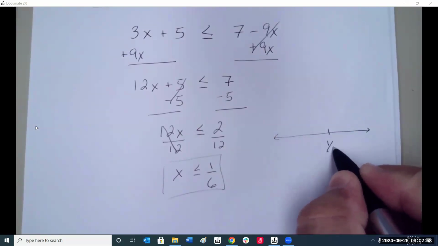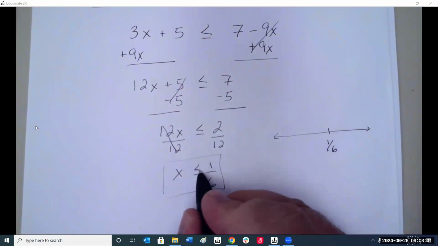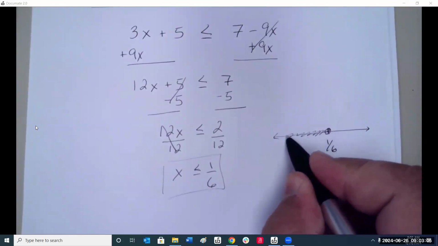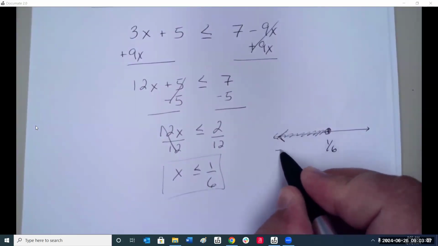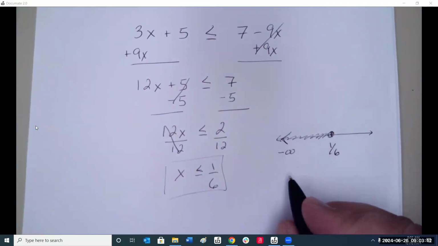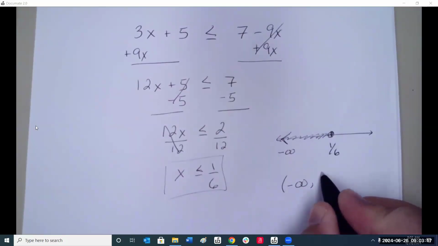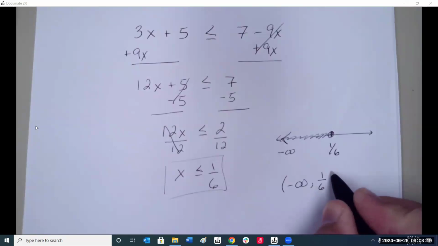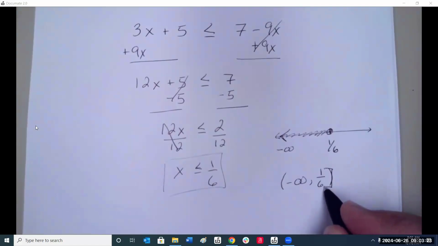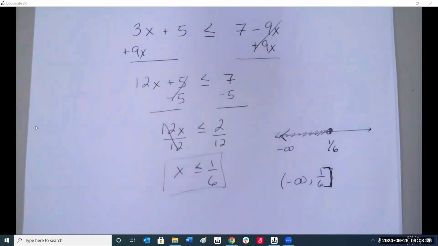Graphically, since it's an equal to symbol, it's a solid dot, and x is less than that. So it goes to -infinity. That's graphing. And then we put it in interval notation. It's a bracket because it's a solid line. All right, that's what we did at the end of chapter 1, beginning of chapter 2.